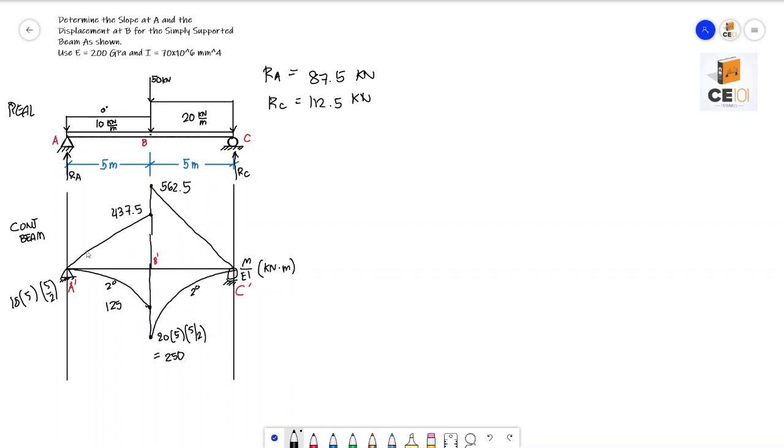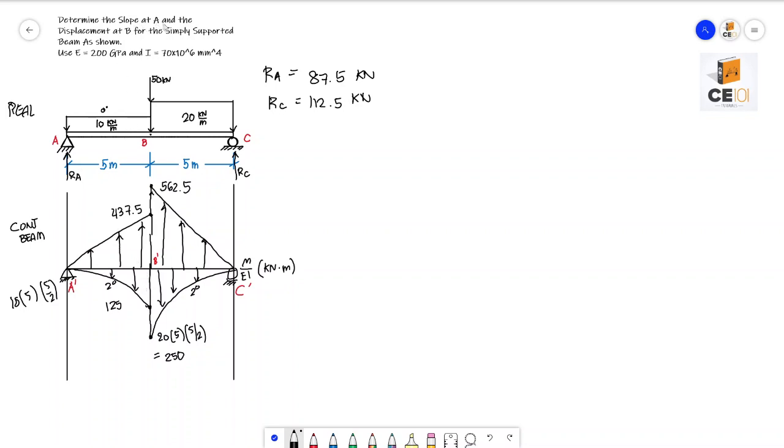So, yung loadings, since nasa taas to, pataas din to. So, drawing ko lang. So, pataas lahat. Tapos, ito naman yung pababa. So, yan. So, since na-establish na natin yung conjugate beam natin, ano ba ang hinahanap natin?